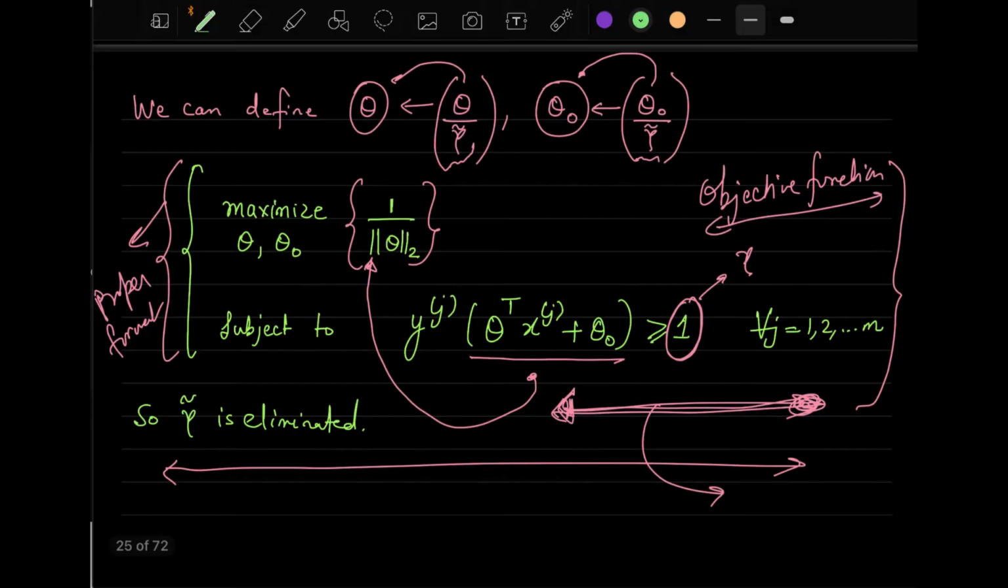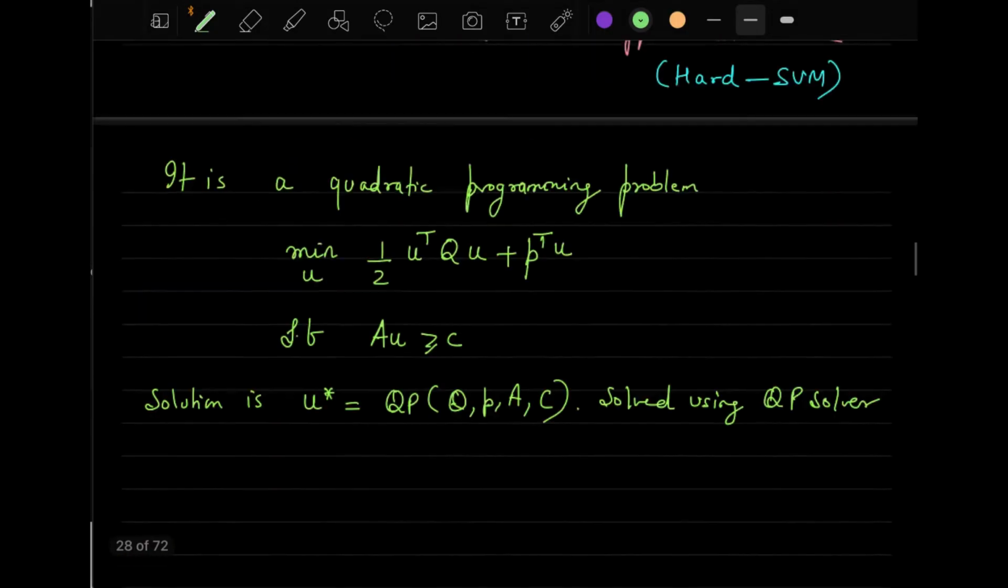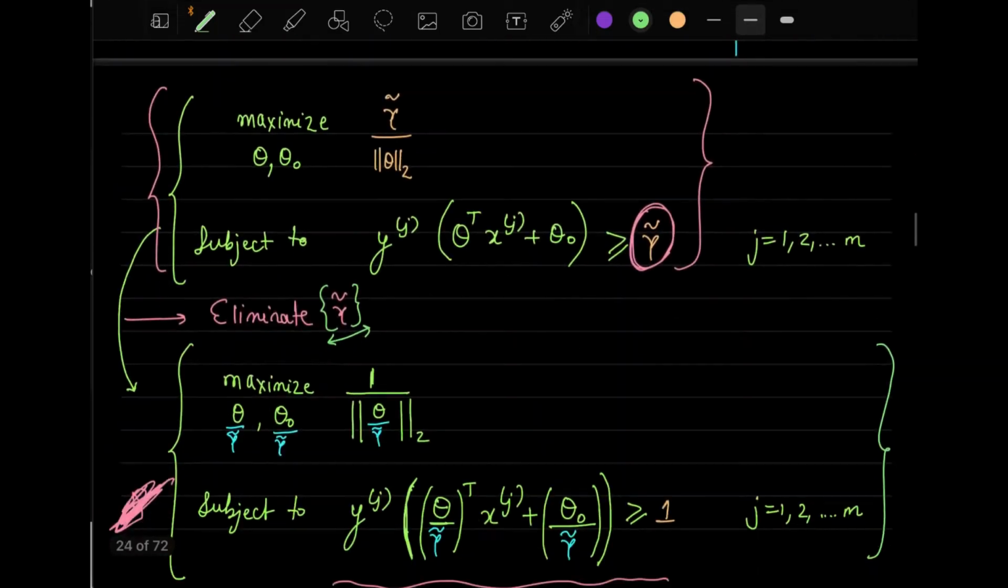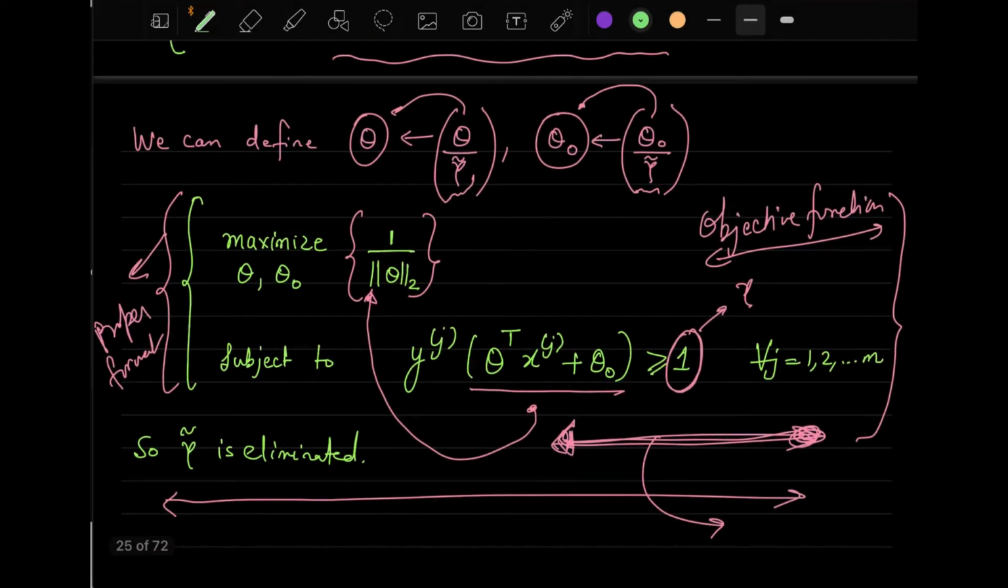So what we did was we did this substitution of the variables, where I told you just a second ago that we can replace this by this and this by this. Once we did that, we got to this particular objective function which is given over here.